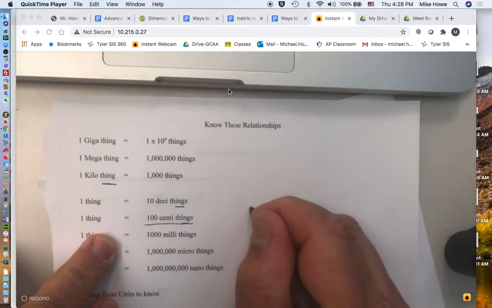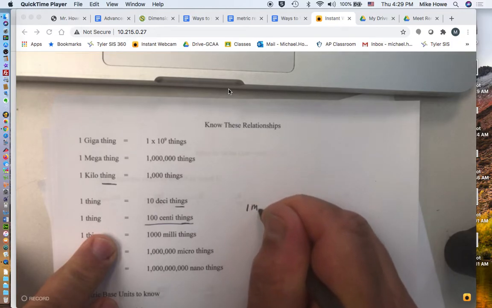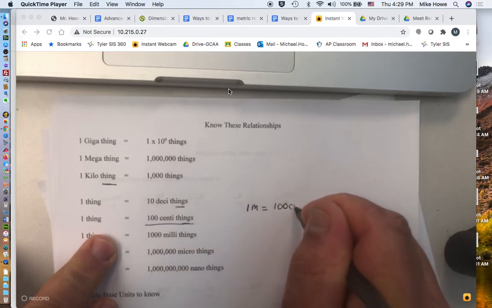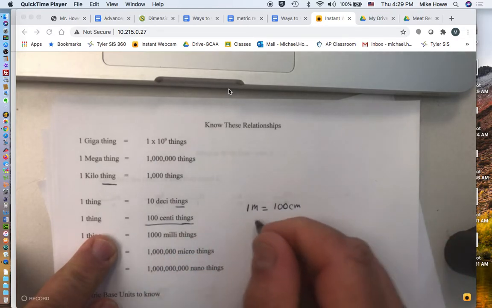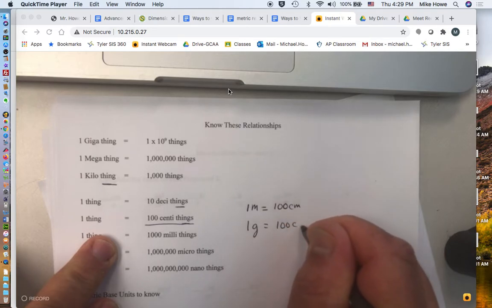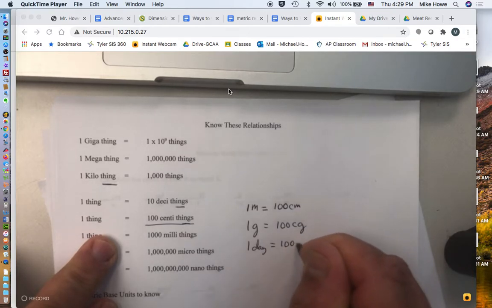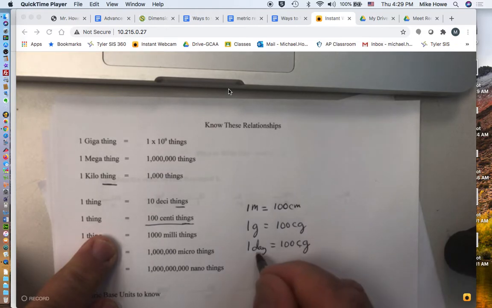So if my thing I was talking about was a meter, then the relationship would be 100 centimeters is equal to 1 meter. If the thing I'm talking about is a gram, then we're talking about 100 centigrams. If the thing I'm talking about is a day, you never hear about anybody talking about a day in these terms, but it would apply. Centi just means 1/100th, so 1 day is 100.